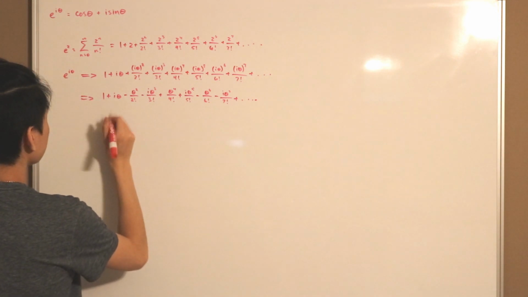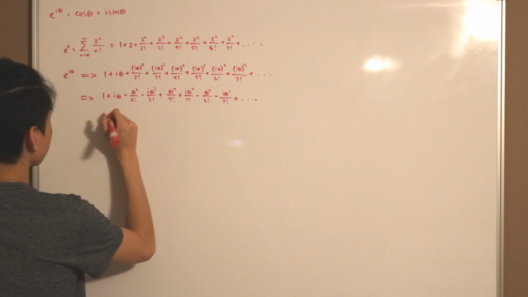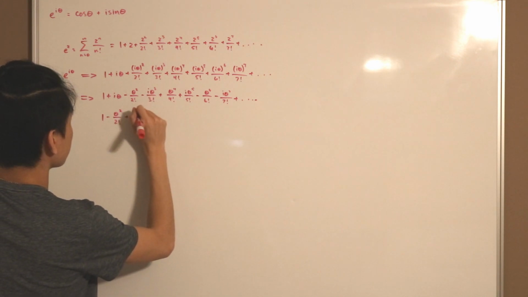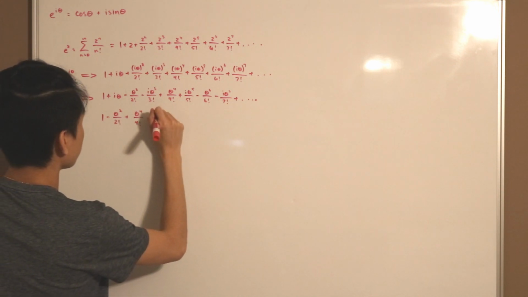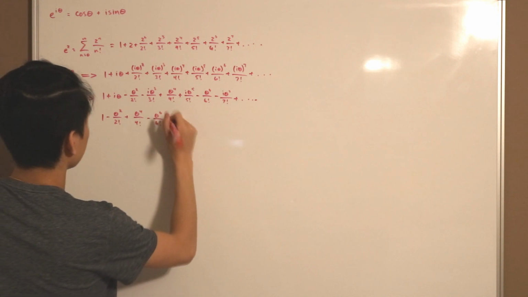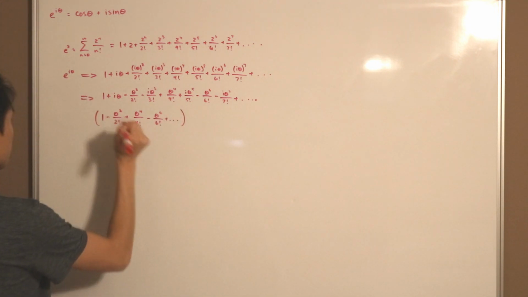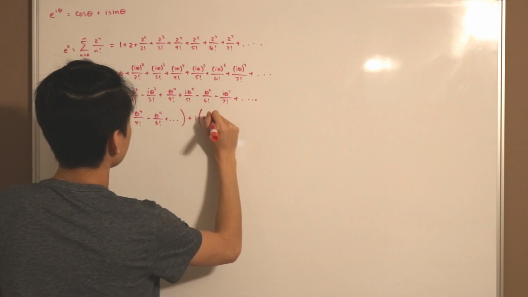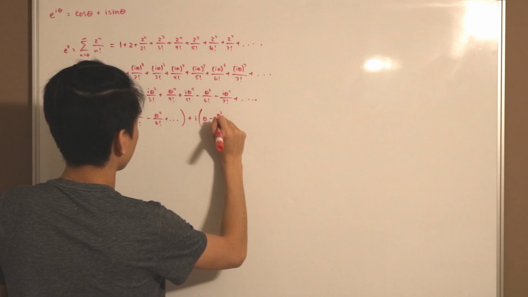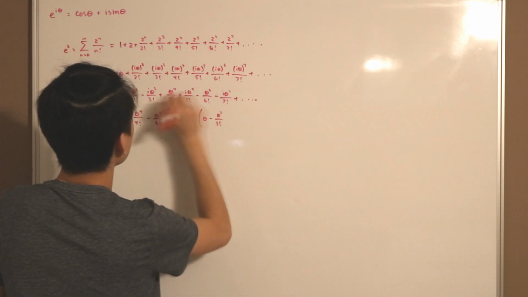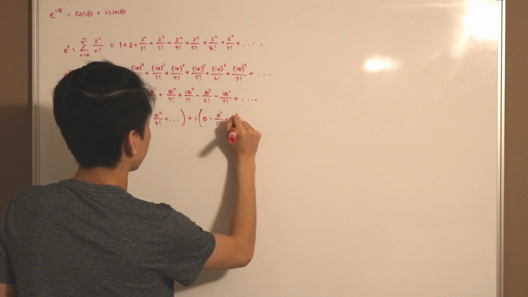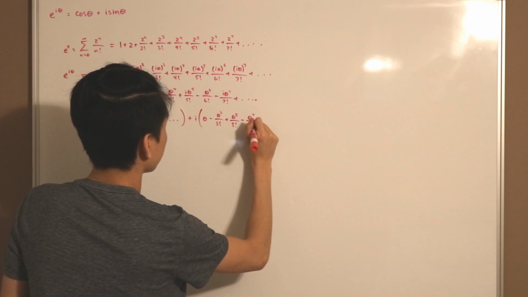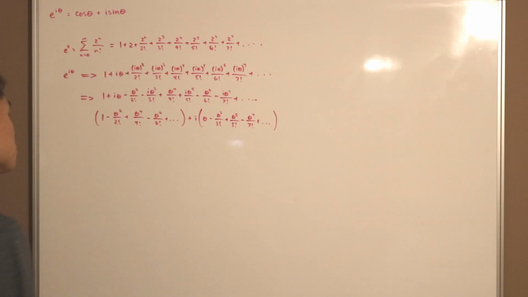And so then we have 1 minus theta squared over 2 factorial, plus theta to the 4th over 4 factorial, minus theta to the 6th over 6 factorial, and dot dot dot, put this in parentheses, then plus i, and then all this multiplied by theta minus theta cubed over 3 factorial plus theta to the 5th over 5 factorial, then minus theta to the 7th over 7 factorial plus dot dot dot. Okay, so this is what we have.